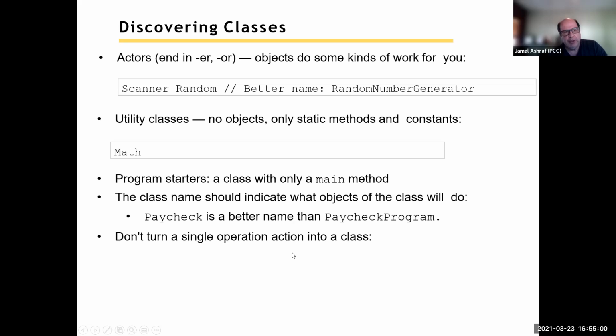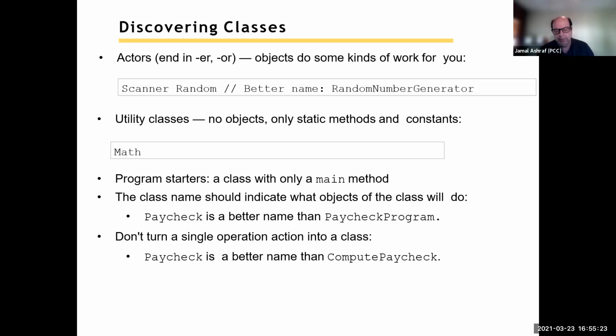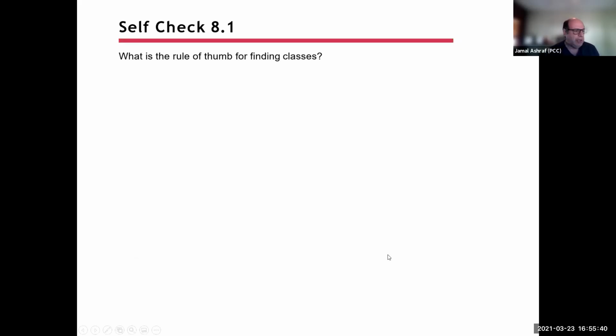This is something important, especially if you're coming from CS2. We have to work on this. We have to practice this, that a single operation or action is not a class. A single operation example would be, for example, compute paycheck. The computation is not a class, it's just an action and is part of a paycheck class. And we're going to be practicing, especially if you're coming from CS2, to get that concept going.